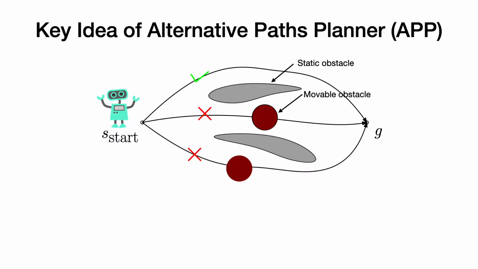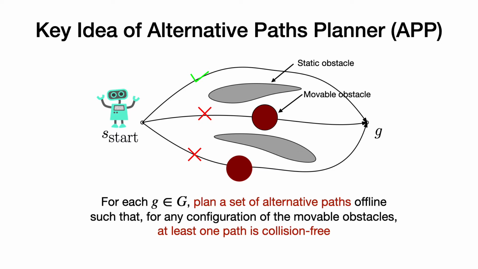To understand the key idea, let's look at a simple example. We have a start and a goal, some static obstacles shown in gray, and two movable obstacles shown in red. For this environment, if we compute three paths that are separated enough, one of the paths will always be collision free, no matter where the two movable obstacles are located, provided that they are not too close to the start or the goal. So the key idea here is very simple.